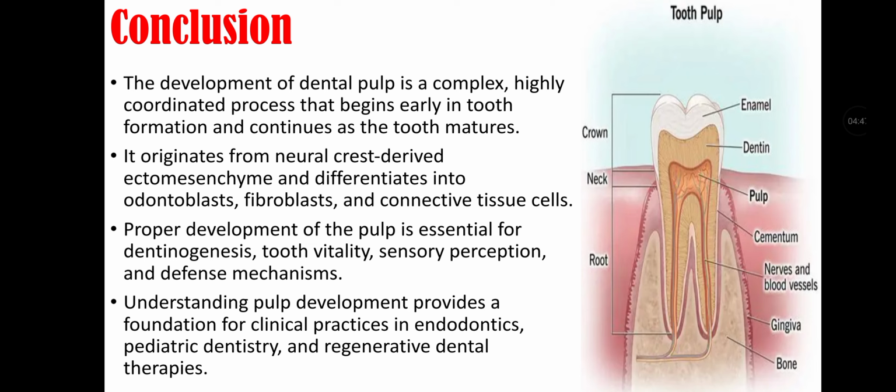Conclusion of this lecture video. Development of dental pulp is a complex, highly coordinated process that begins early in tooth formation and continues as the tooth matures. It originates from neural crest-derived mesenchyme and differentiates into odontoblasts, fibroblasts, and connective tissue cells. Proper development of pulp is essential for dentinogenesis, tooth vitality, sensory perception, and defense mechanisms. Understanding pulp development provides a foundation for clinical practice in endodontics, pediatric dentistry, and regenerative dental therapies.